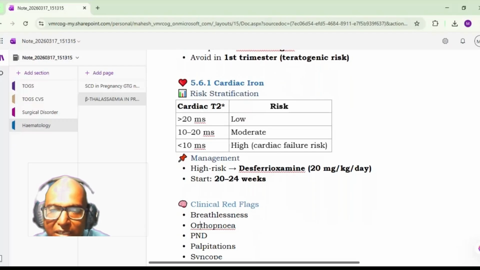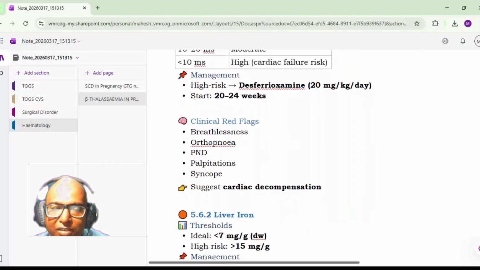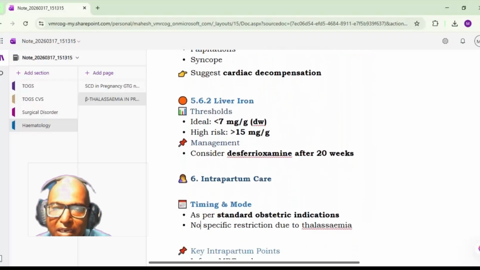So desferrioxamine 20 milligram per kg per day to be started after 20 weeks of gestation. Okay, somewhere between 20 to 24 weeks of gestation, this chelation therapy will be started. So clinical red flags will be breathlessness, orthopnea, PND, palpitation, syncope. That will suggest there is a cardiac decompensation. For liver iron, we have already mentioned that ideally the level should be less than 7 milligram per gram of dry weight, and the high risk patients will be more than 15 milligram per gram. We need to consider desferrioxamine after 20 weeks for these patients also, where there is an iron overload in the liver.